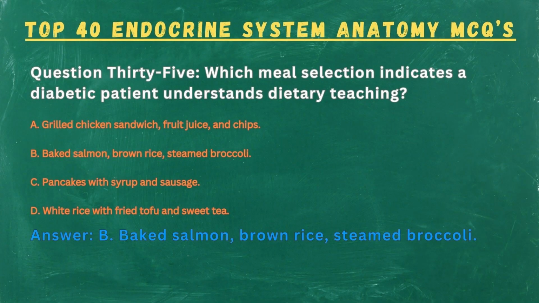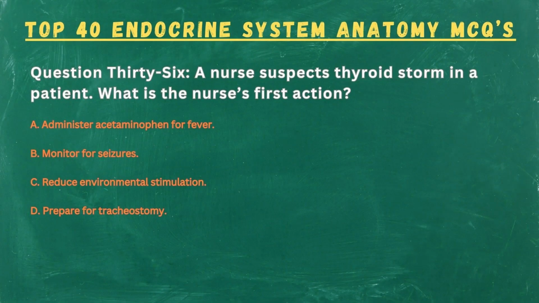Answer: B. Baked salmon, brown rice, steamed broccoli. Question 36. A nurse suspects thyroid storm in a patient. What is the nurse's first action? A. Administer acetaminophen for fever. B. Monitor for seizures. C. Reduce environmental stimulation. D. Prepare for tracheostomy.